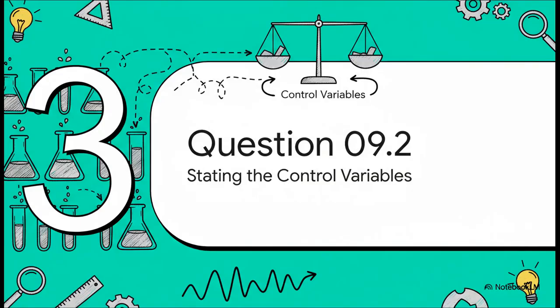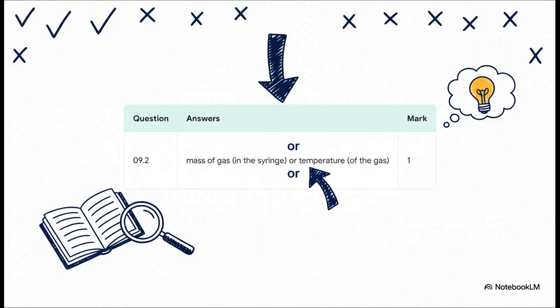Okay, let's keep going with the next part, 9.2. This one's all about experimental design, and it's asking you to name a control variable, something you'd keep the same to make it a fair test. Now, if you look at the mark scheme for 9.2, you'll spot two possible answers right there in the answers column. But the most important thing on this line is that tiny little 3-letter word sitting right in the middle.